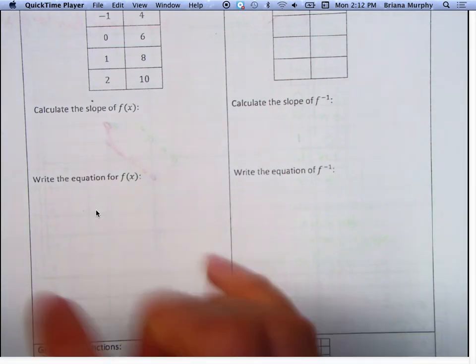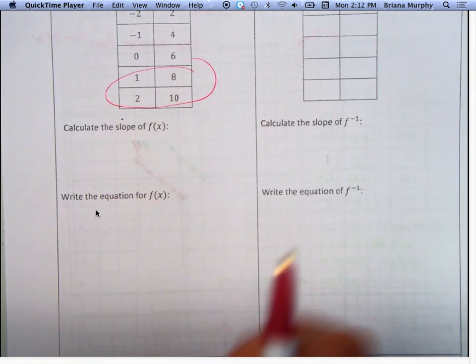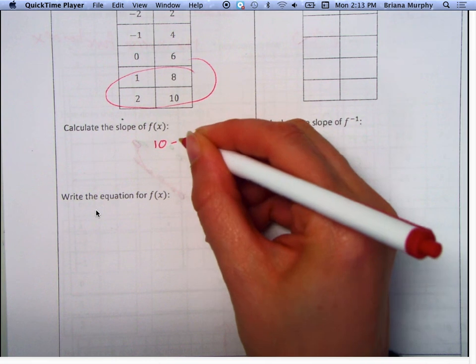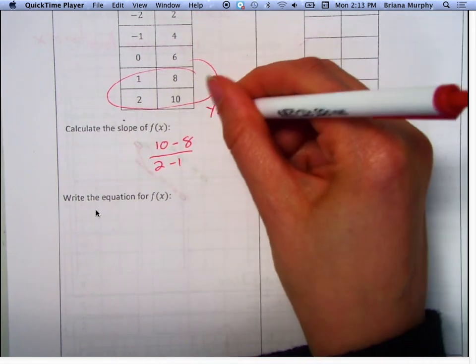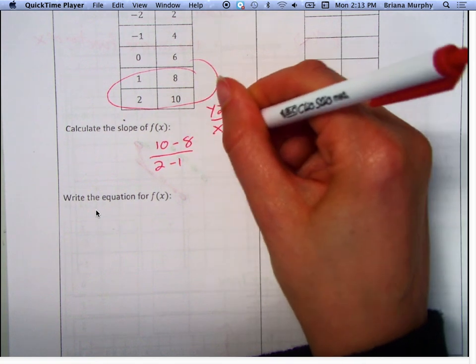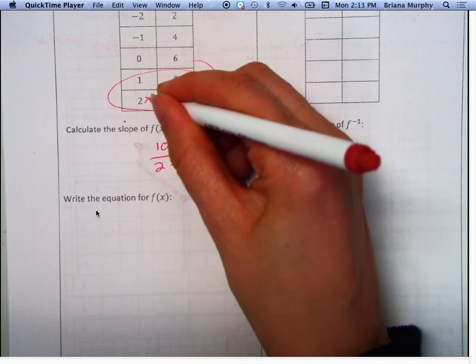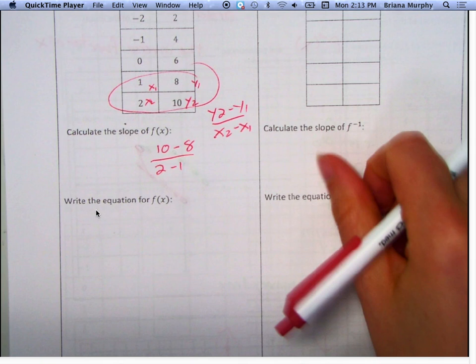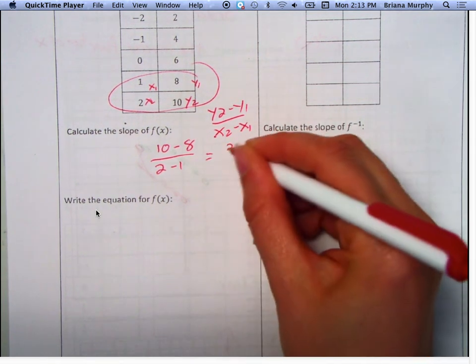Number 3. First, we're going to calculate the slope. I'm just going to use the last two things. You could use whichever one you wanted to find the slope. 8 and 1. So I'm just going to go 10 minus 8 over 2 minus 1. Remember, it's y2 minus y1 over x2 minus x1. Okay. Here's my y2, x2, y1, x1. Why'd you choose the bottom ones again? It doesn't matter. You could have chosen any two that you wanted. Okay. I got 2 over 1, or 2, as my slope.